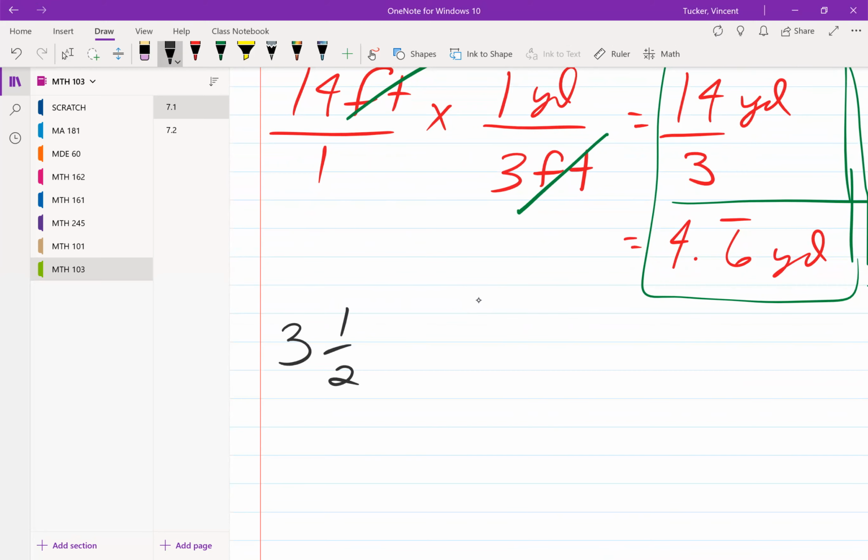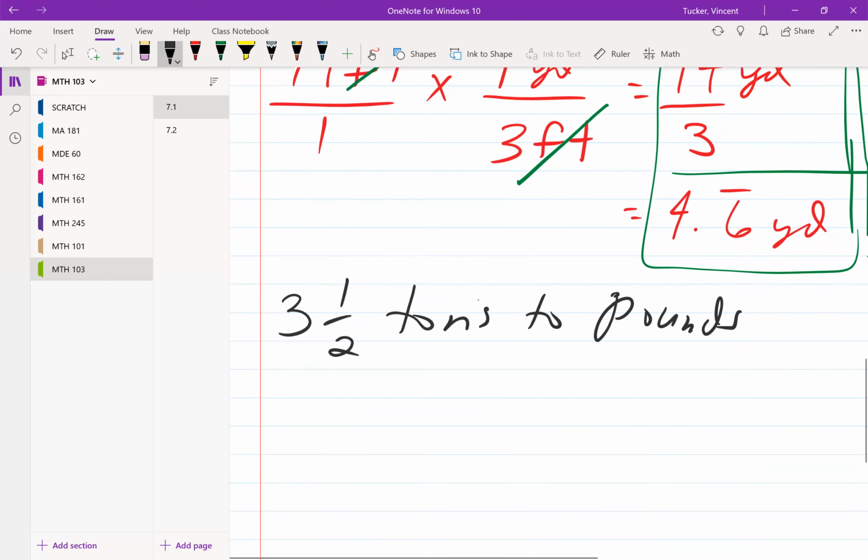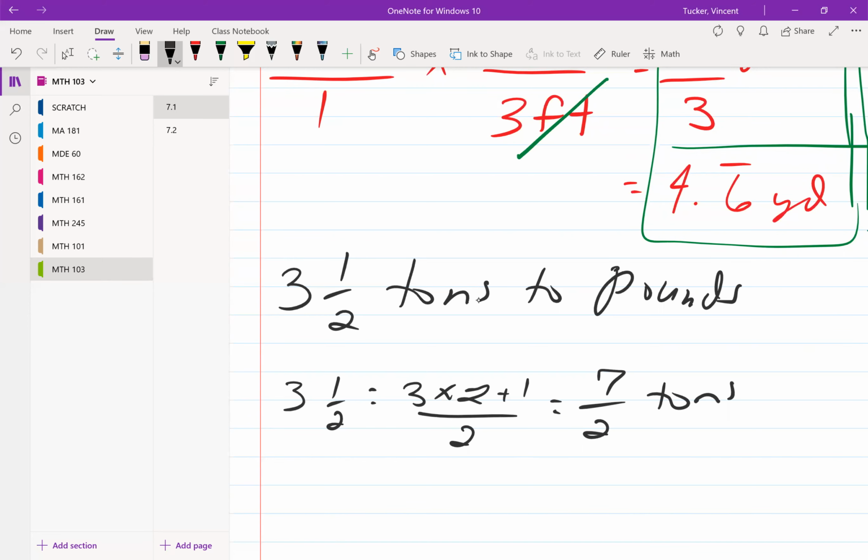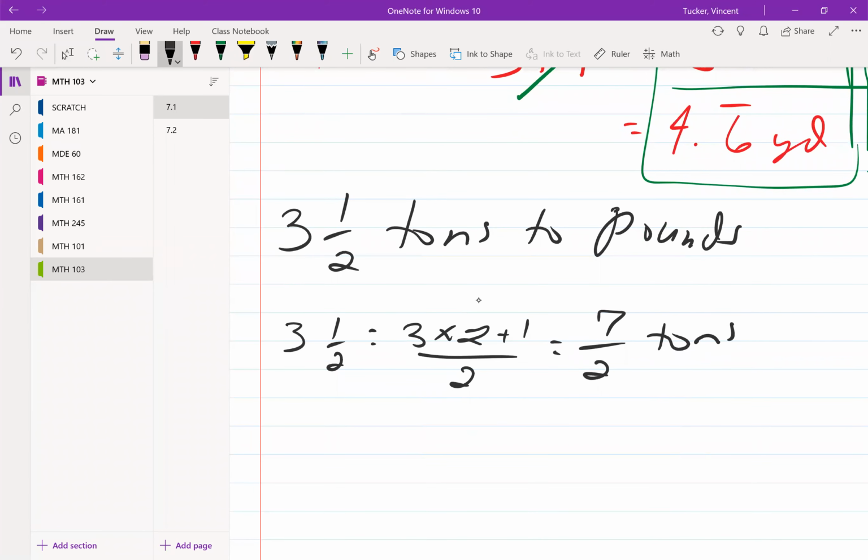Got 3.5 tons to pounds. So what I would do with the 3.5 is convert it to an improper fraction. That's 3 times 2 plus 1, which would be 7/2 tons. So now set that up for our conversion factors. So 7/2 times. So we're looking at tons.